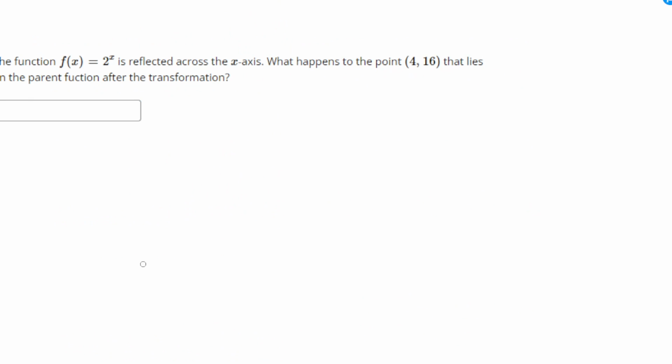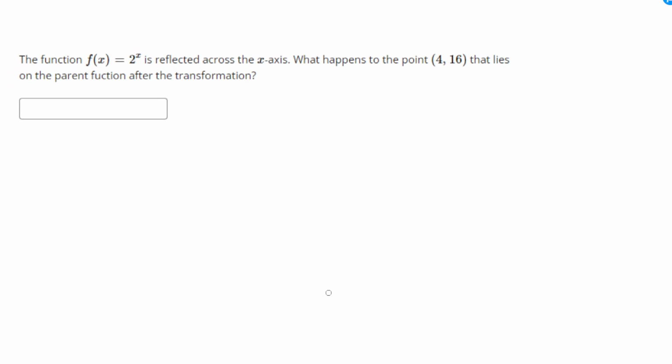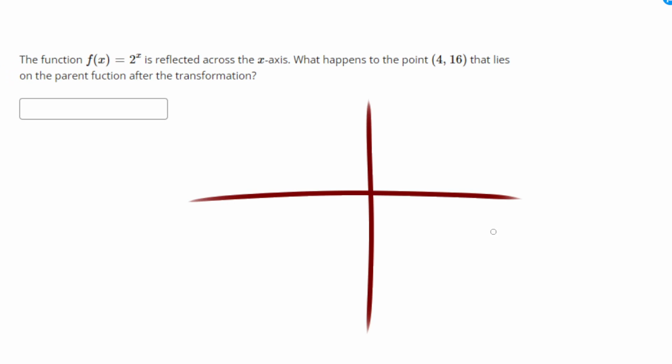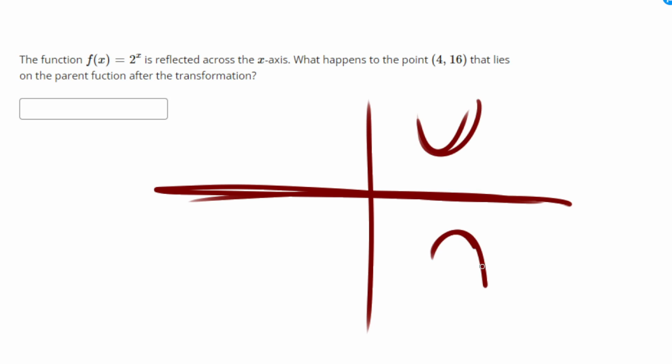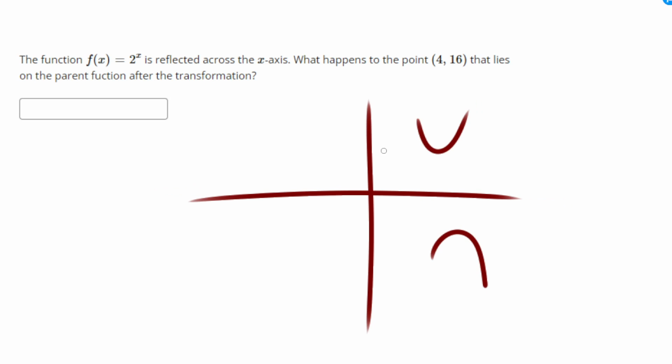The function f of x equals 2 to the x is reflected across the x-axis. What happens to the point 4, 16 that lies on the parent function after the transformation? Now, if you remember, reflecting across the x-axis sort of looks like this, because this is our x-axis. It's like looking at an ocean. This one's like looking at a waterfall for the y-axis. There's not really an easy way to remember that, I guess. But this is x-axis, side to side, y-axis, up and down.